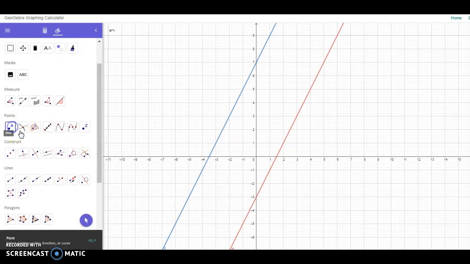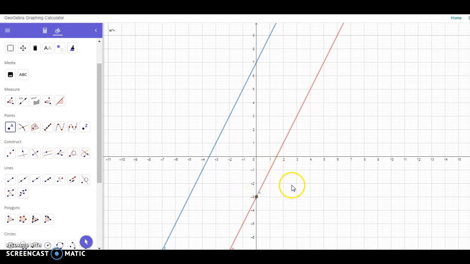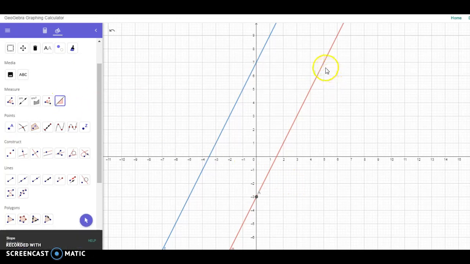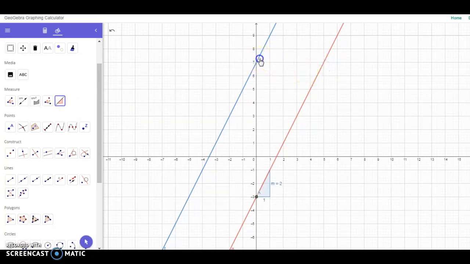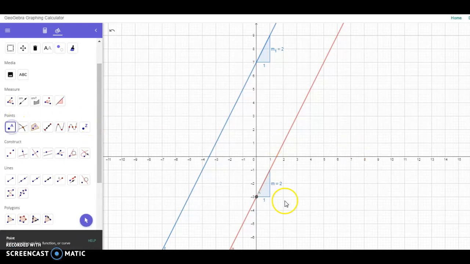So I'm going to go ahead and choose the y-intercept on this red line and put a point at 0, -3. Well, as you know, the slope of each of these two lines is 2. Slope of that line is 2. The slope of that line is 2. And the perpendicular slope is going to be the opposite reciprocal. So what is the opposite reciprocal of 2? That's right, it's -1/2.